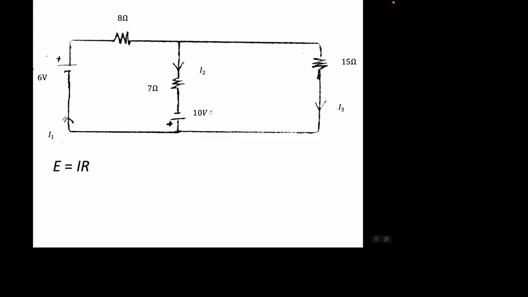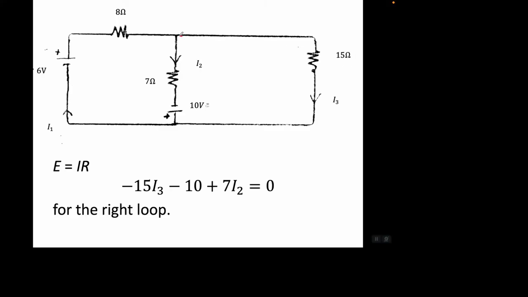Let's use E equals IR in the other loop, in this loop here. Okay, we have negative 15I3 because we're passing through in the same direction as I3. And the resistor is a 15 ohm resistor, negative 15I3. Next, we go through this battery. Oh, now notice we're going from positive to negative. That leads to a voltage drop. And then lastly, we're going through this resistor in the direction opposite that of the indicated direction of the current. So that's going to lead to a voltage increase. That will be 7I2.